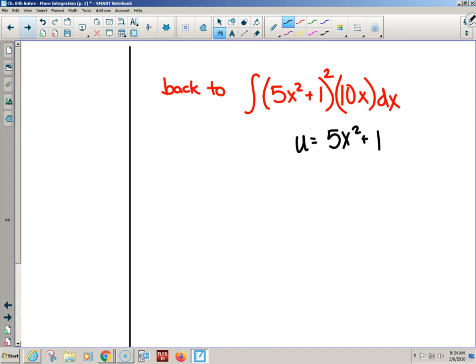Now, if that's true, check it. Couldn't we substitute and say u squared? But what else is there besides the u who's being squared? Don't I have a 10x dx also?